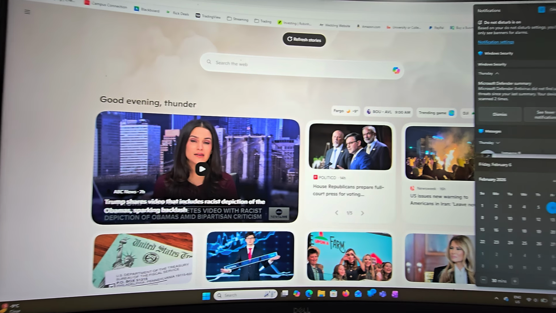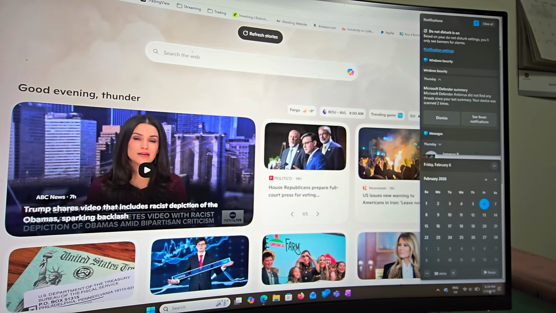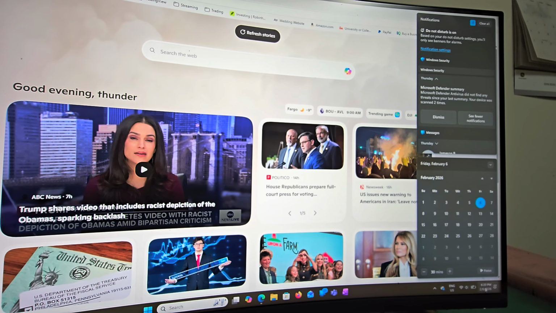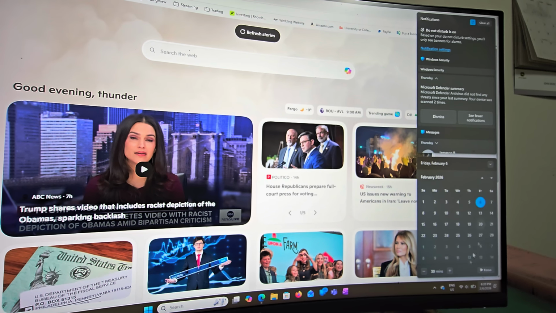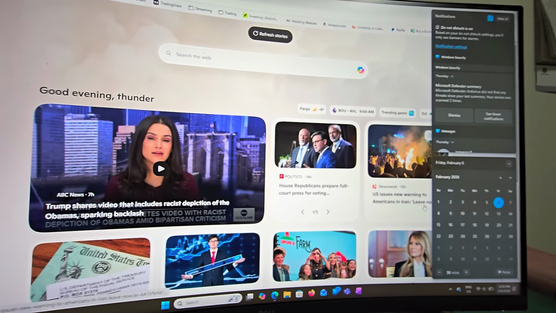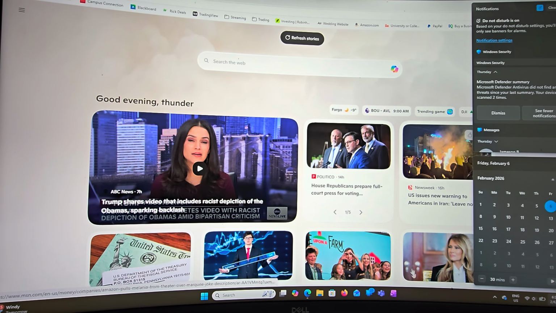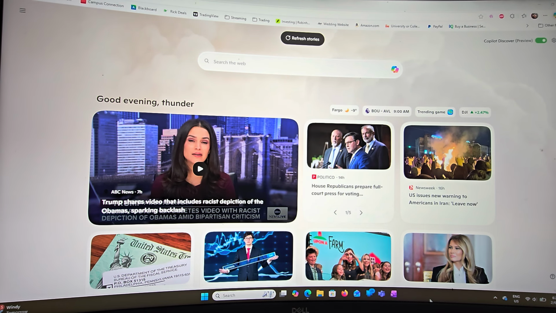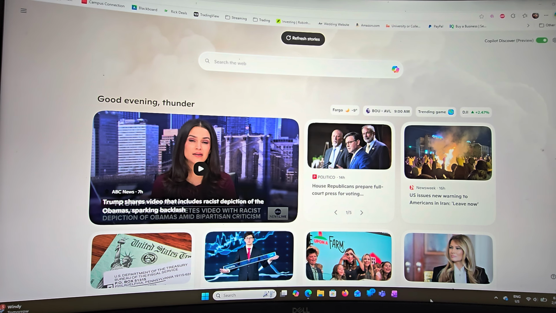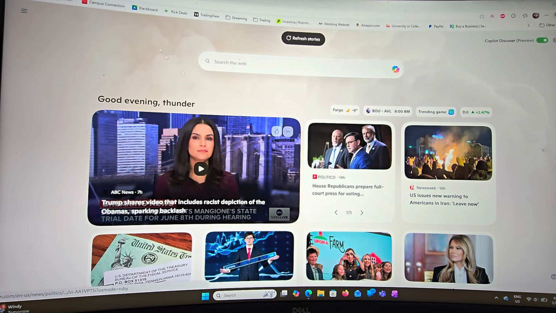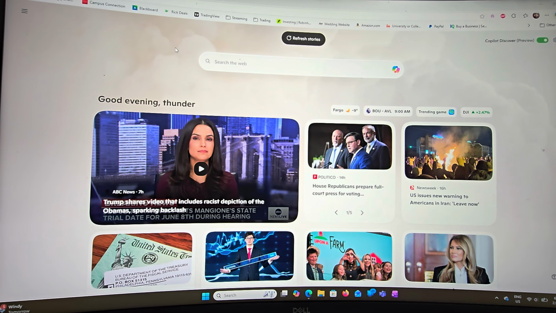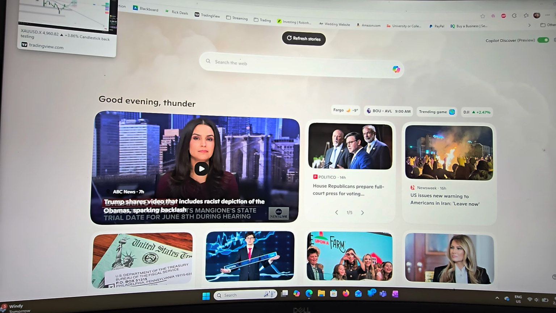It is currently Friday the 6th at 6:20 p.m. The market is closed for the week, and so we're going to be looking at our recap for the week. That being said, let's go into TradingView. Let me pull TradingView up.